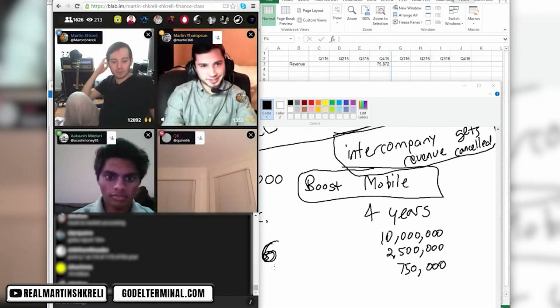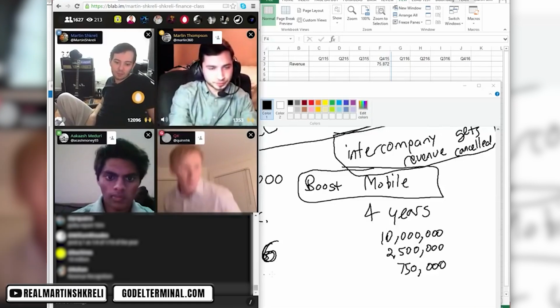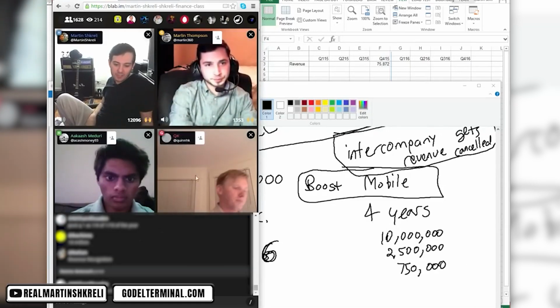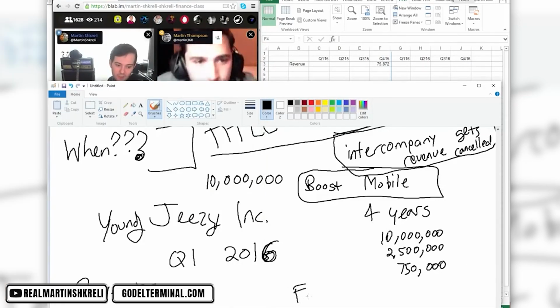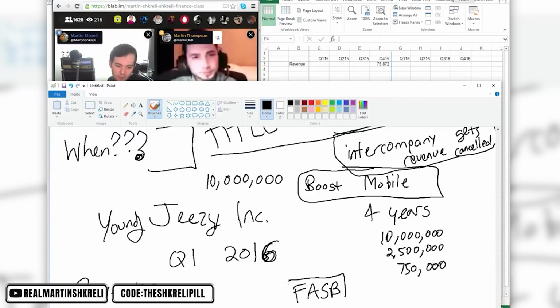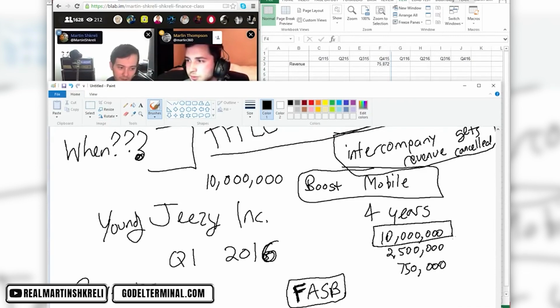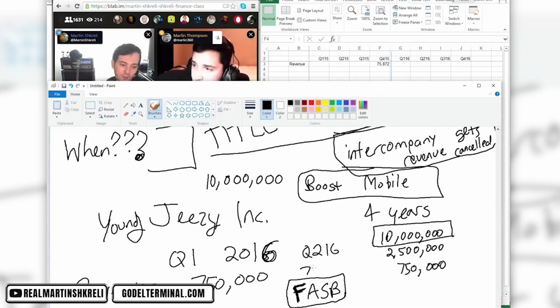There are specific rules, and it's called FASB, and you report $750,000. FASB is the Financial Accounting Standards Board. Again, accountants need to know this, but if you're going to be an investor, you need to know some of this stuff too. Accounting is the language of business, and you have to know the language of business. Ten million is the cash you get. Sure, you get all the cash, but your revenue is only $750,000, and you'll report that every quarter for the next 4 years, for 16 quarters.